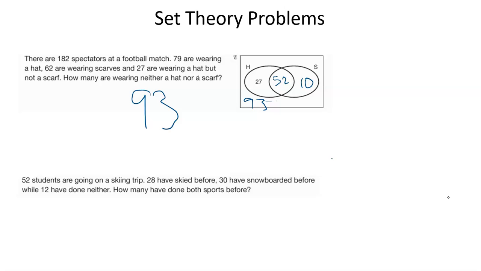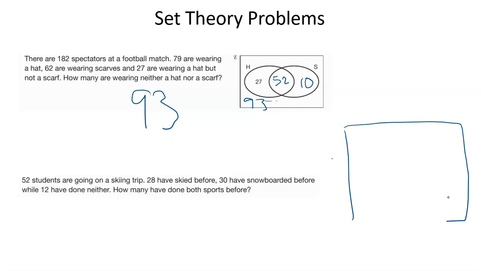Okay, well that's nice because it just tells you the numbers and you just use a bit of subtraction, all that kind of stuff. But there are situations where they don't tell you enough and it doesn't seem possible, but you can work out this middle bit with a bit of clever thinking. So in this example, 52 students are going on a ski trip. 28 have skied before, 30 have snowboarded before.